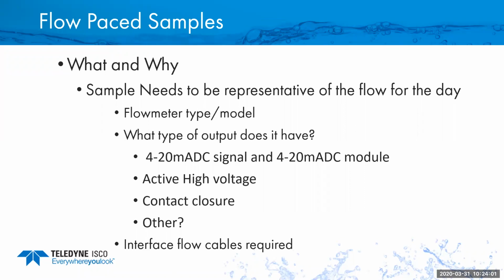From a 4 to 20 milliamp signal, we can convert into flow pulses. An active high is just a voltage that comes out. A 5-volt voltage comes out, and every single time, that's a flow pulse. Contact closure is just shorting 2 pins together. Again, we need to know what type of input we're putting in there so we can figure out the cabling and interfacing cables that you're going to need to get that to work.